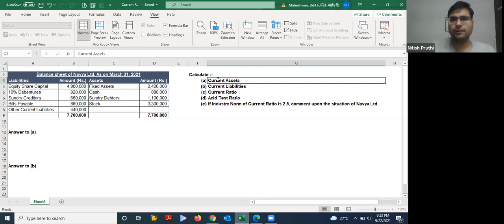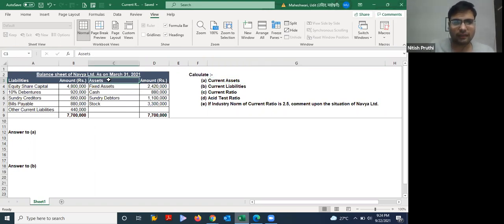I hope you remember in our previous session we discussed current and non-current assets. So what are current assets? Current assets are those assets which are held for realization within a period of 12 months. Now we have to find out what are the current assets of Navya Limited.